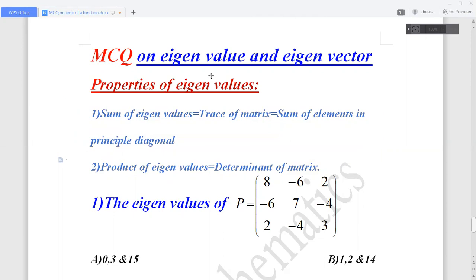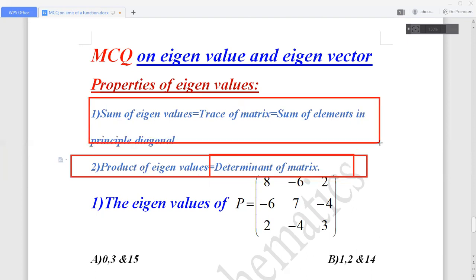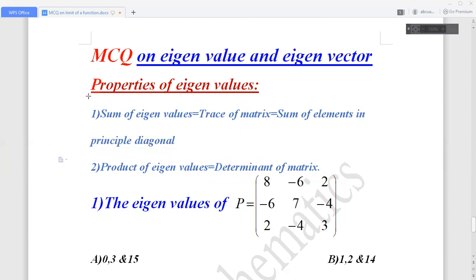Let's discuss the second property. The second property is about the product of the eigenvalues. The product of the eigenvalues is always equal to the determinant of the matrix. So the product is equal to the determinant of the matrix, and the sum is equal to the sum of the elements in the principal diagonal. These two properties are very important properties of eigenvalues.